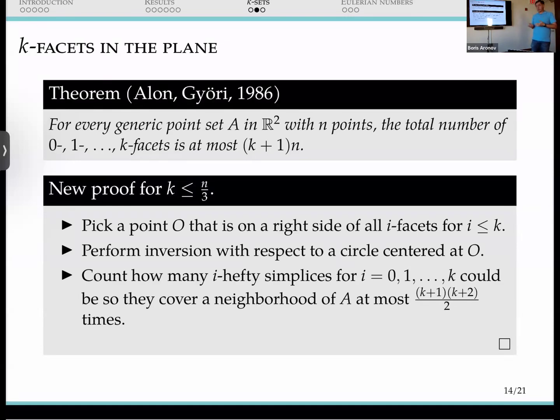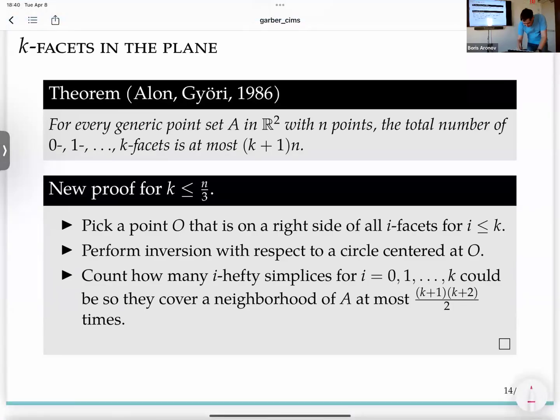They have a combinatorial proof, and here we have a kind of geometrical proof. For simplicity, we assume that k is at most n over 3. In that case, there is a point that is deep inside the set, which is called a center point. So we pick that point and we perform inversion with respect to that point. Then what happens is that we have this point O, and we have n angles from that point, and we want to count the number of triangles incident to that point, right?